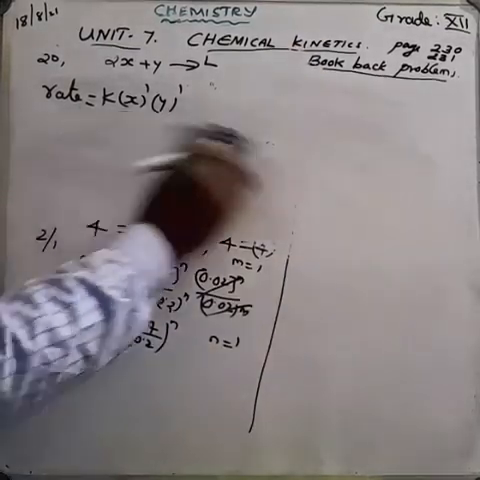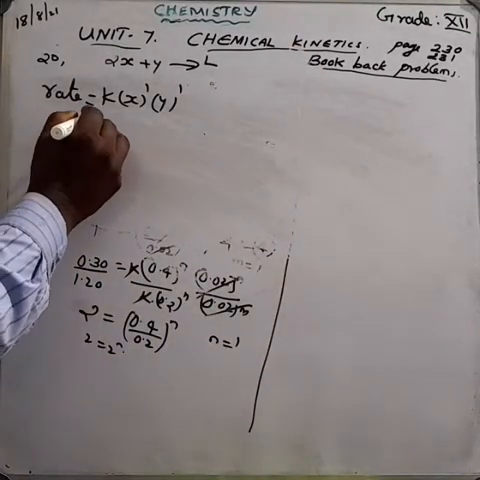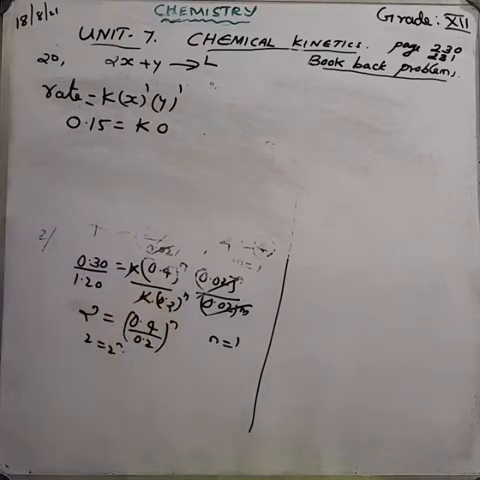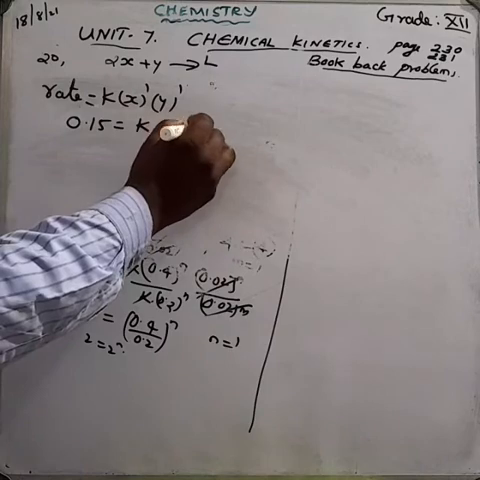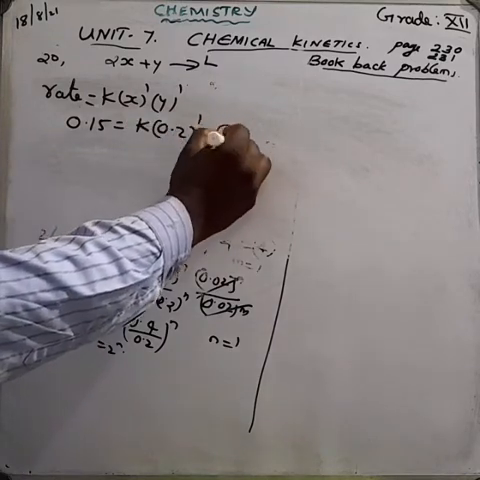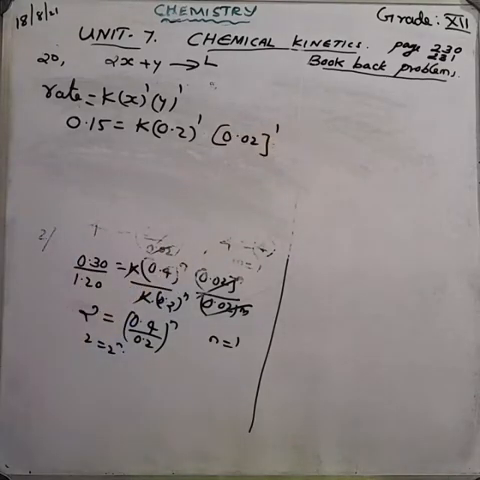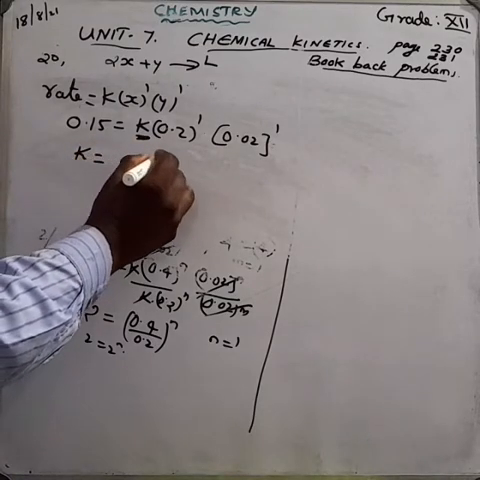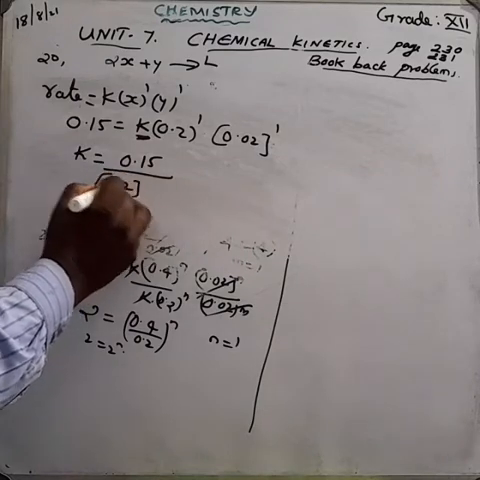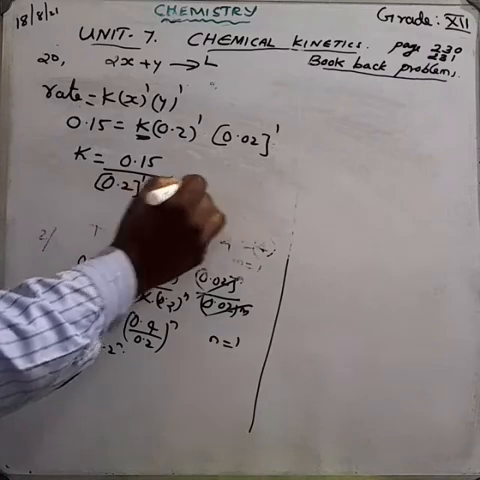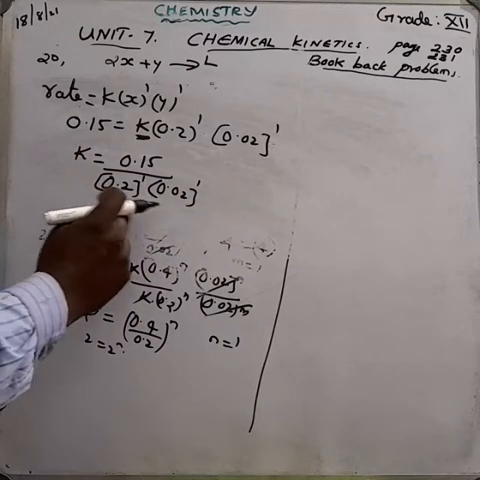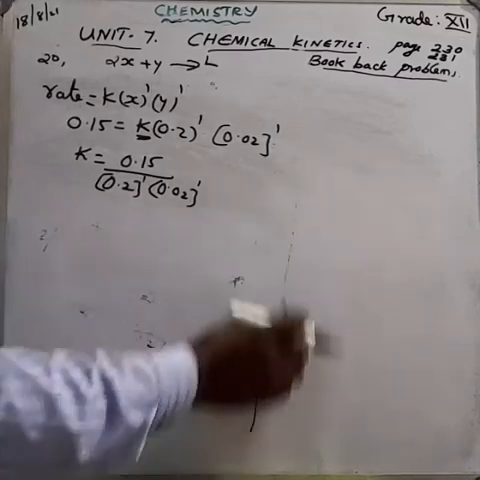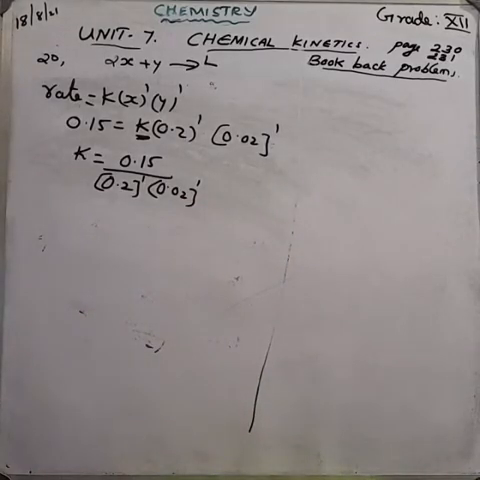So what is the value of rate? Rate is equal to 0.15, that is equal to K into, what is the value of X? 0.2 power 1, and what is the value of Y as per the tabular column? 0.02 power 1. So we can take K is equal to 0.15 divided by 0.2 power 1 into 0.02 power 1. Just multiplying the first, 0.2 into 0.02, we get the value 0.004.